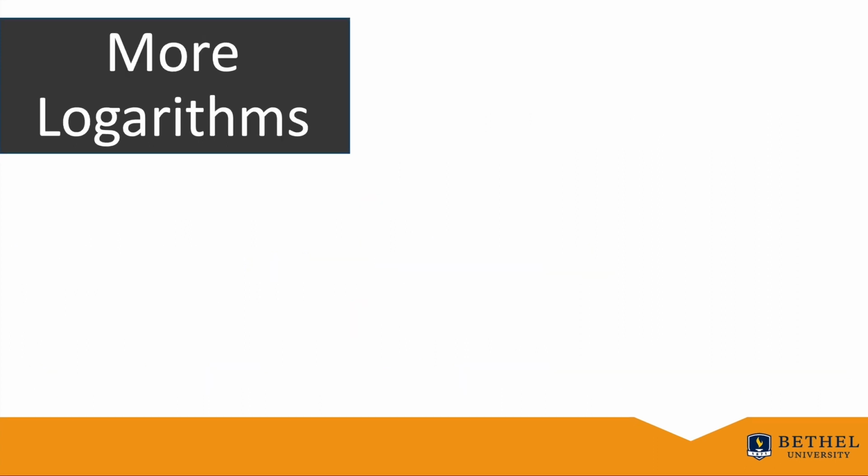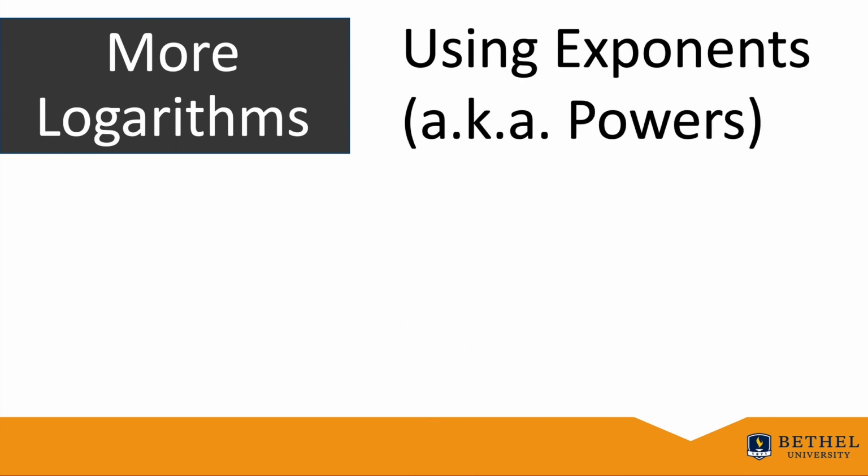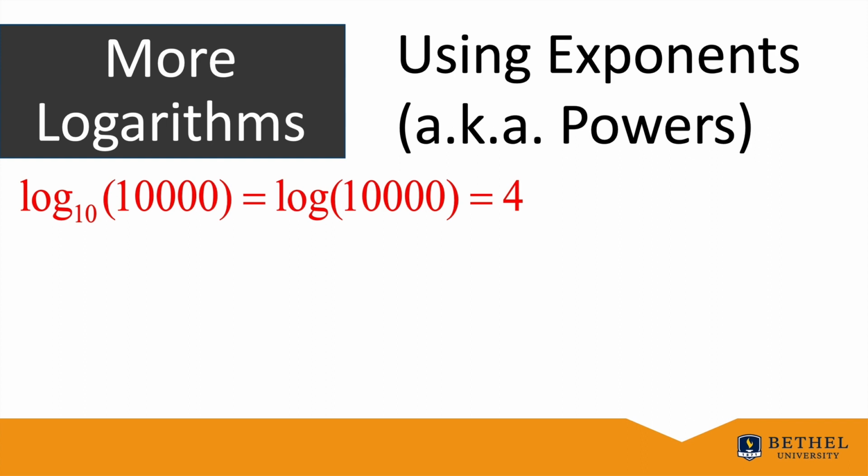Two important classes of examples are when we use base 10 or base e, where e is about 2.71828. We introduced it in lesson 1.2. Again, we think about exponents. Log base 10 of 10,000, which is also just written log of 10,000 because it's a special logarithm called the common logarithm, is ultimately equal to 4 because 10 to the 4th power is 10,000.